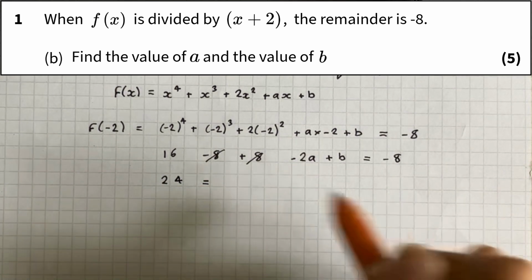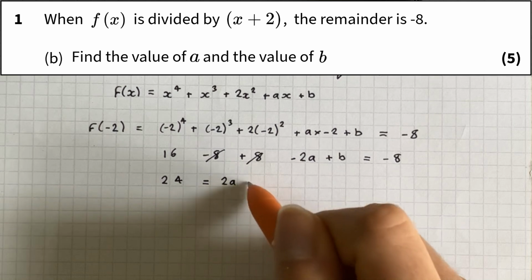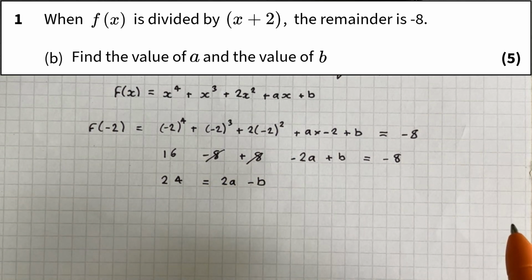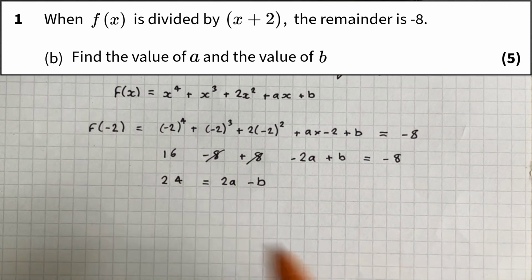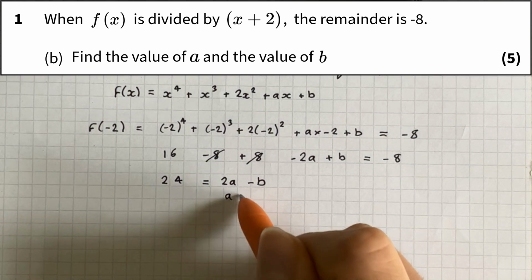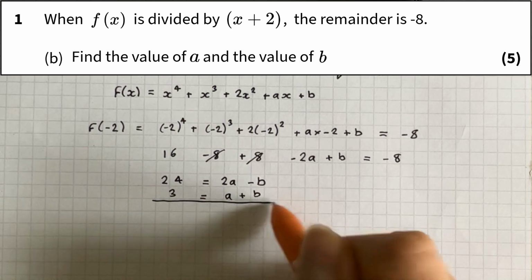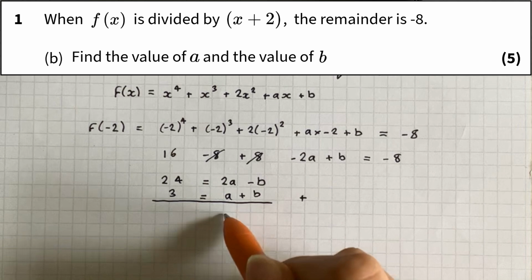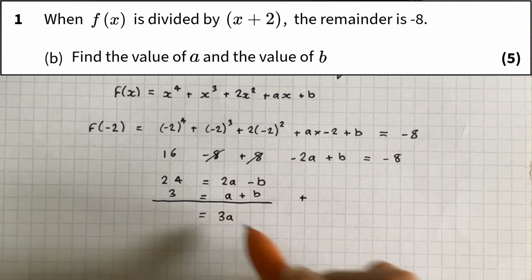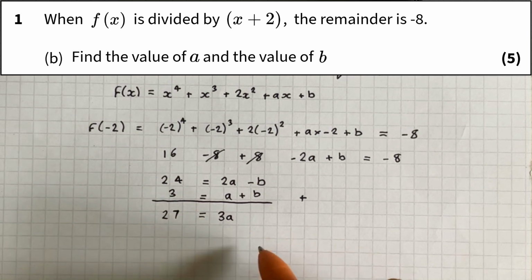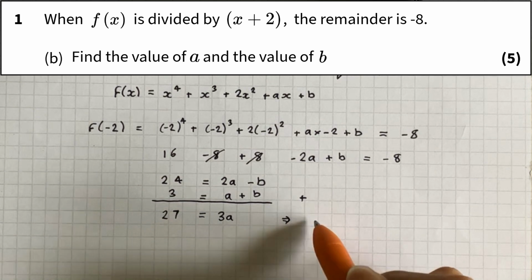And I'm going to take the 2a and the b to the other side to get 2a minus b, like this. The reason I'm going to write it in this way is because then if I compare it to part a, a plus b is equal to 3, I can simply add these two equations together. The b's will disappear, and we'll get 3a equals 27, which obviously means that a is equal to 9.